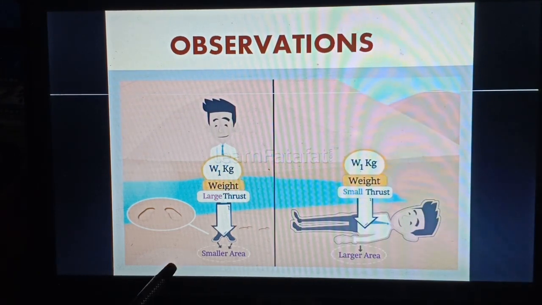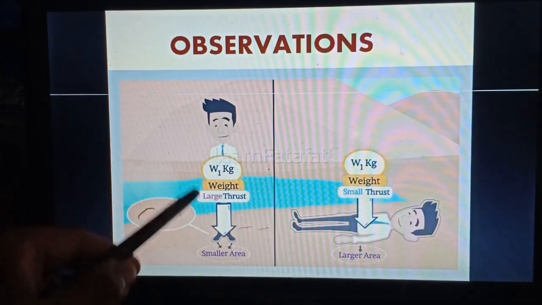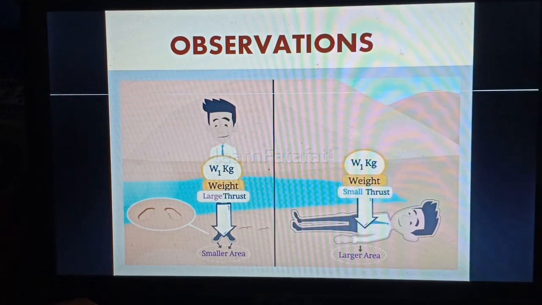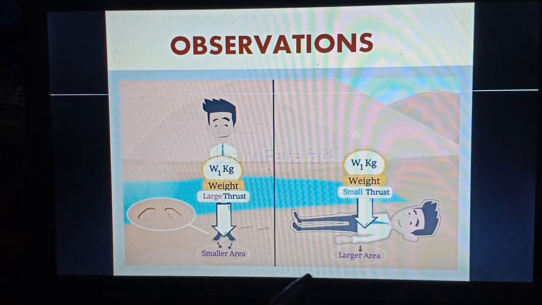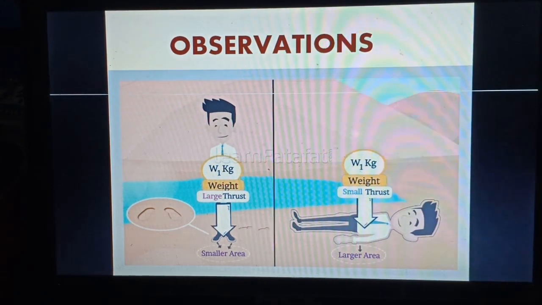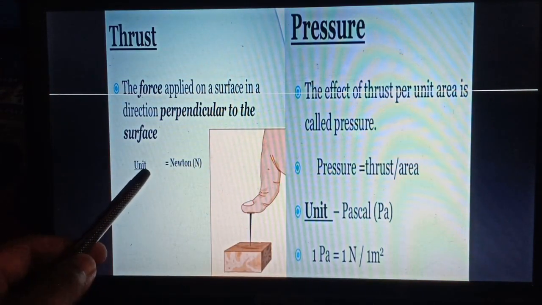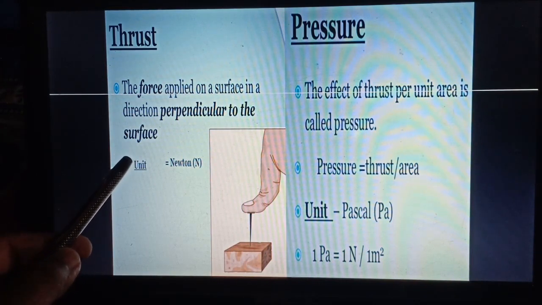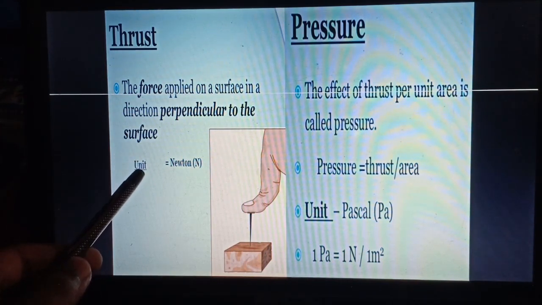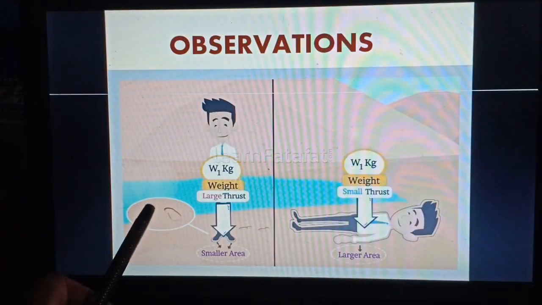Why does this happen? What is the reason that, with the same weight and the same mass, if we stand straight we go downwards, and if we lie down over that surface, we don't go downwards? Whenever we are standing straight, there is a chance that we get stuck in the sand, and when we lie down over the surface, nothing happens. The reason behind this leads us to two terms: thrust and pressure.